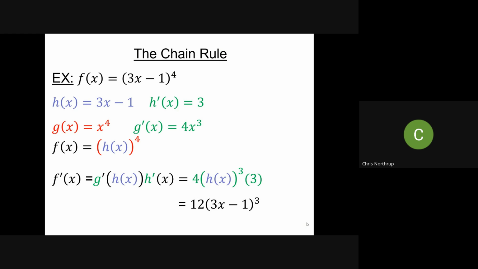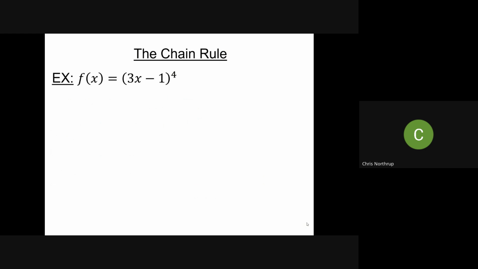But I think it's beneficial to start seeing a few moves ahead, kind of like playing a game of chess. This is something raised to the 4th. So I take the derivative of that, 4 times that thing to the 3rd, and then multiply by the derivative of the inside, and then simplify.